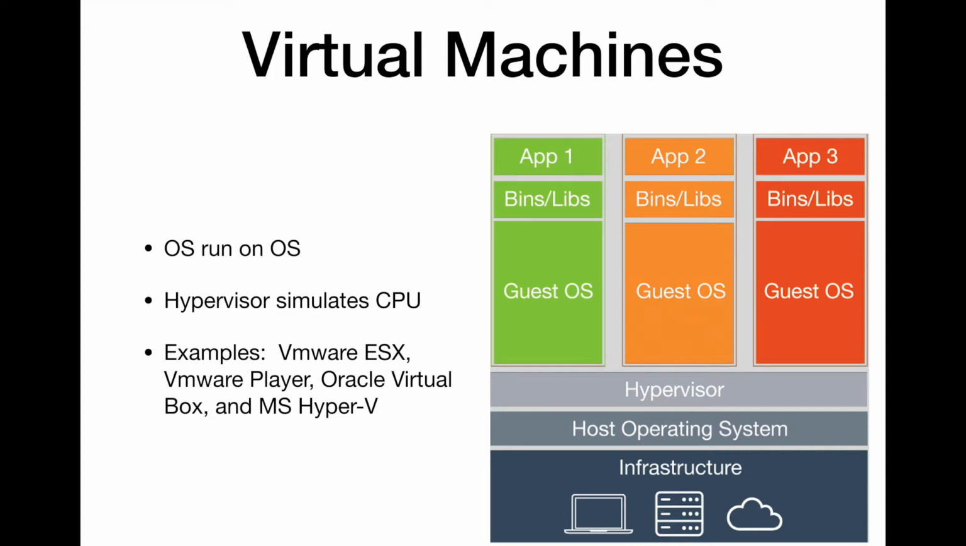If you look at the stack on the right hand side, we have the physical infrastructure at the bottom, and on top of it we have the host operating system running. Then we have installed the hypervisor on top of the host operating system, and on top of the hypervisor we run the virtual machines. We could run many instances of virtual machines on a single machine.